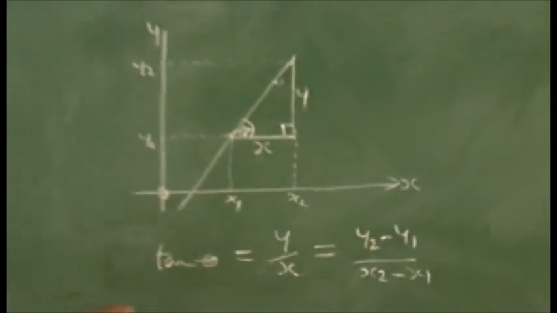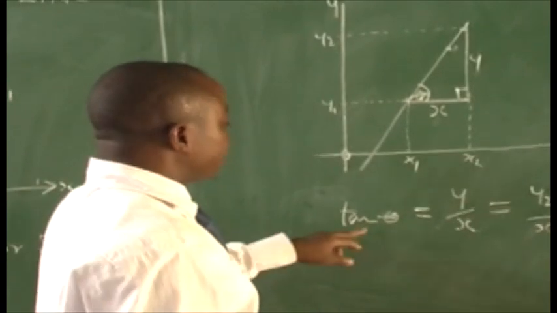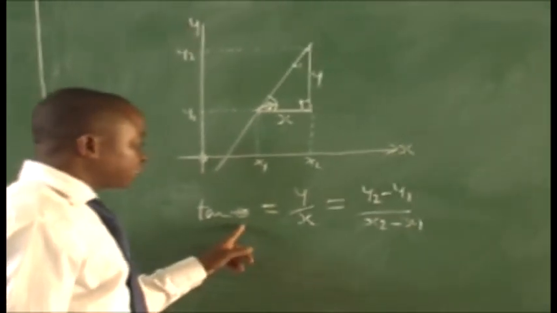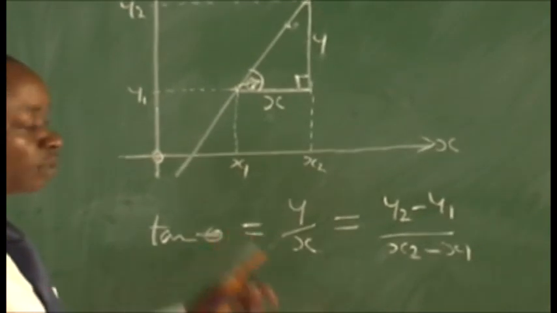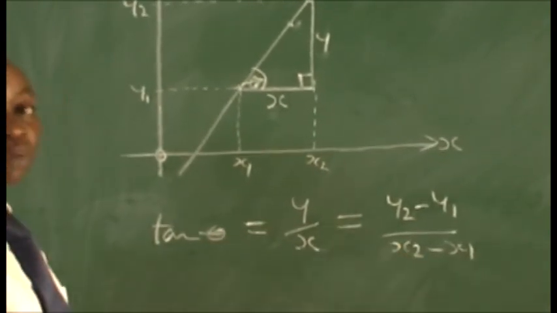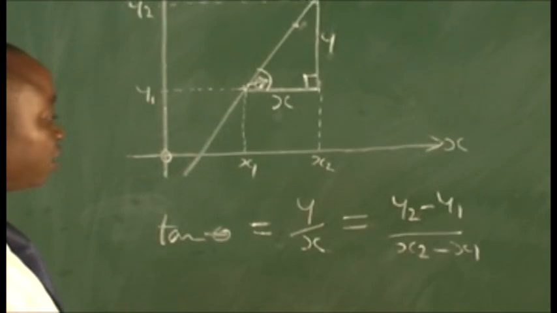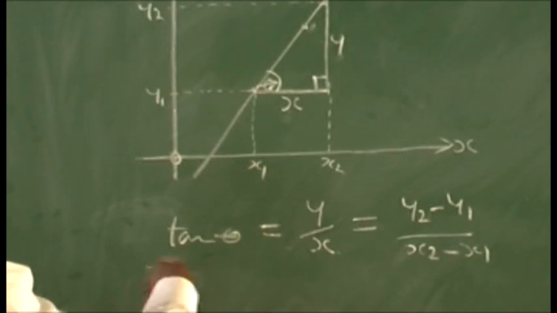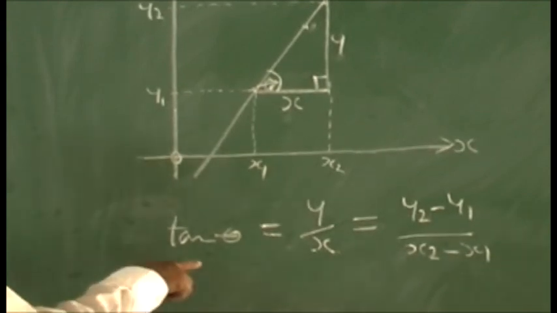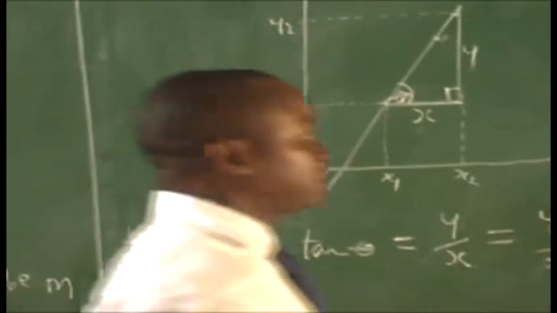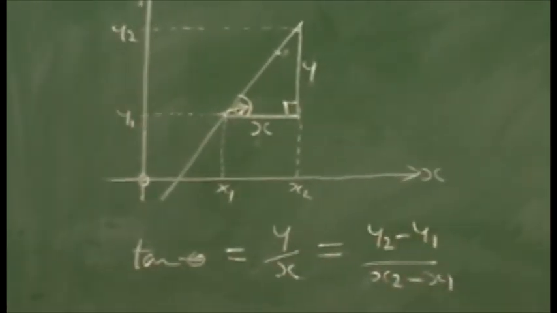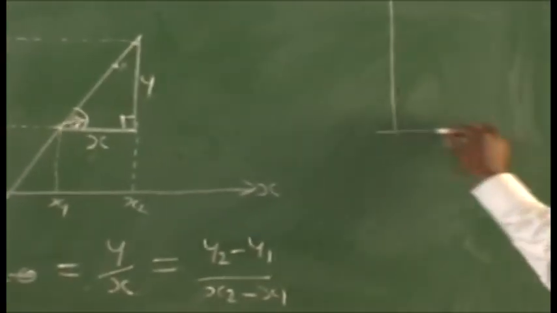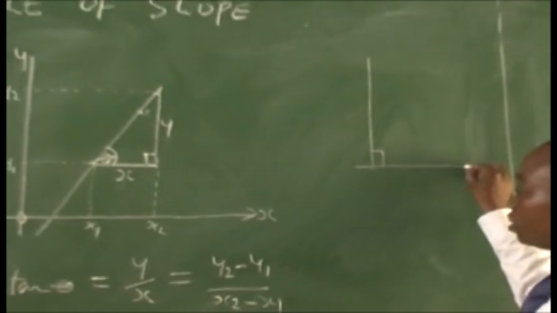Now we are going to take example on this. But before we do that, we have to note that if tan theta is 0, if the gradient is 0, it means that the line is parallel. But if theta is 90 degrees, it means that this line is perpendicular. That is, you will have a line like this. It must be perpendicular where you form 90 degrees.